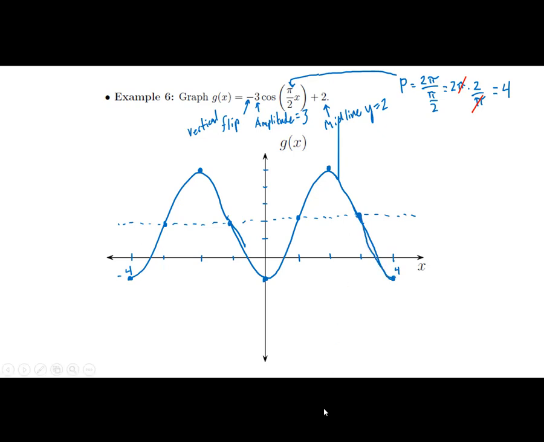Ooh, there we go. Okay, the end of that wasn't so good. Ignore that little vertical line there.